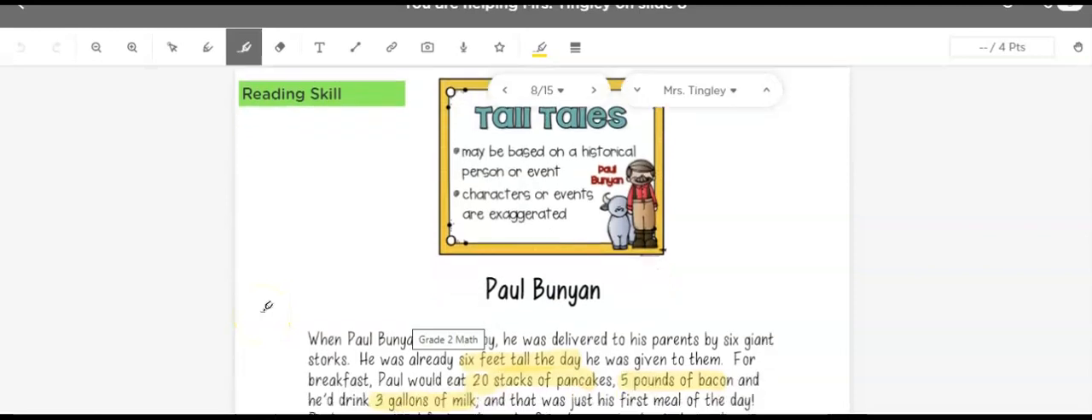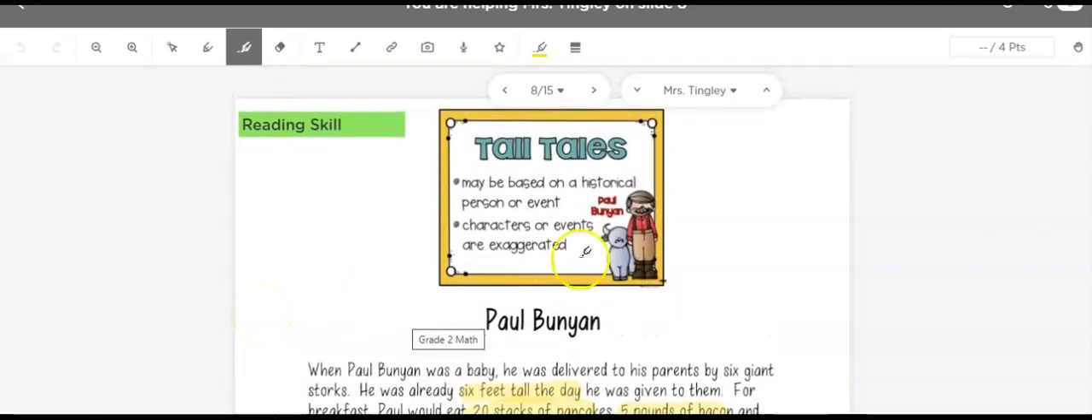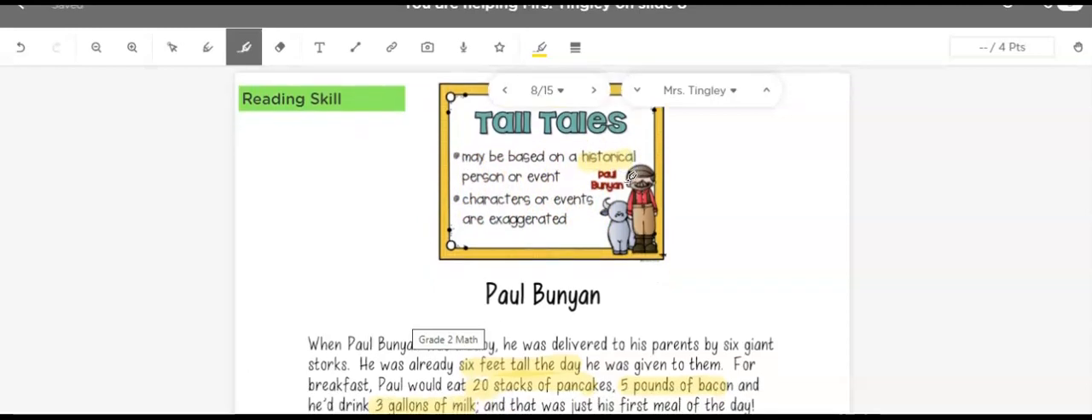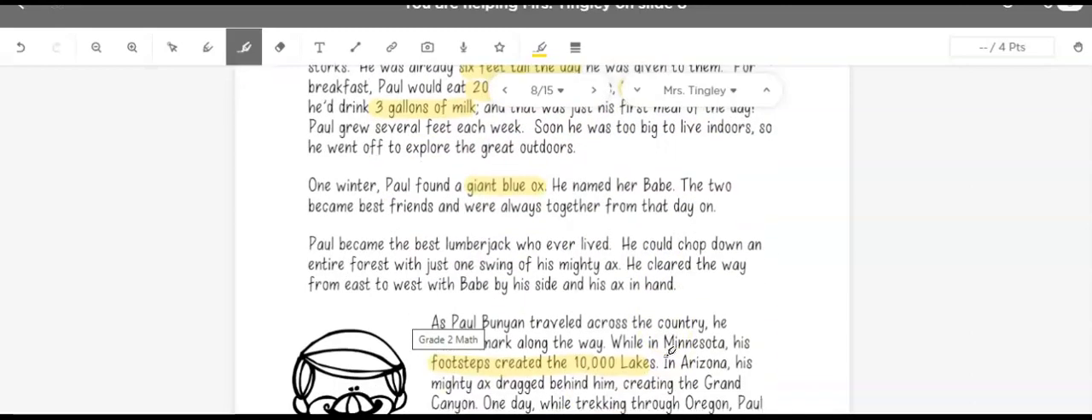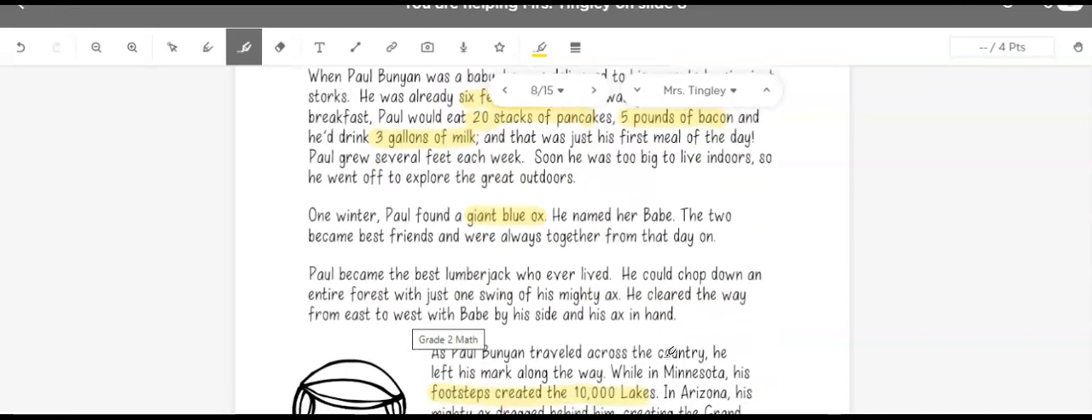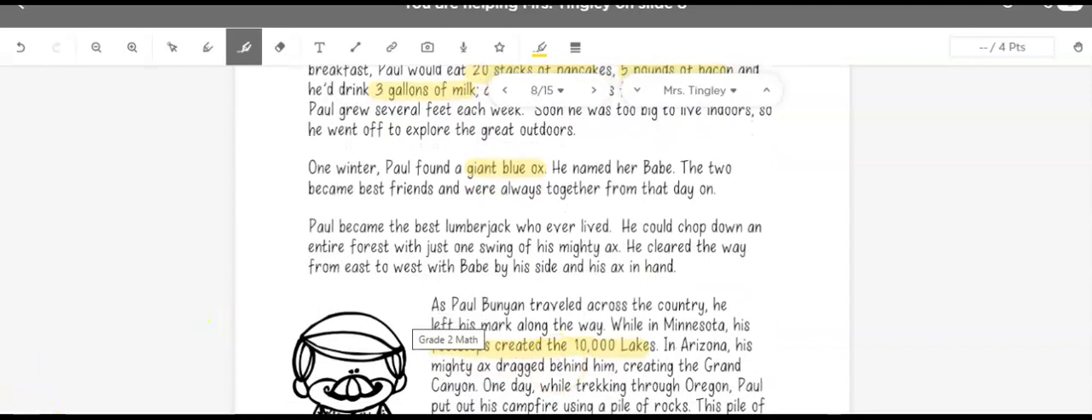Looking at more tall tales and following lessons, but remember, tall tales are based on historical factors normally, and they have exaggerated characteristics. Paul Bunyan was probably tall, but he probably wasn't as tall as they're saying in here. Go ahead and make sure you have all of these parts highlighted, and you can move on to the next activity for today.